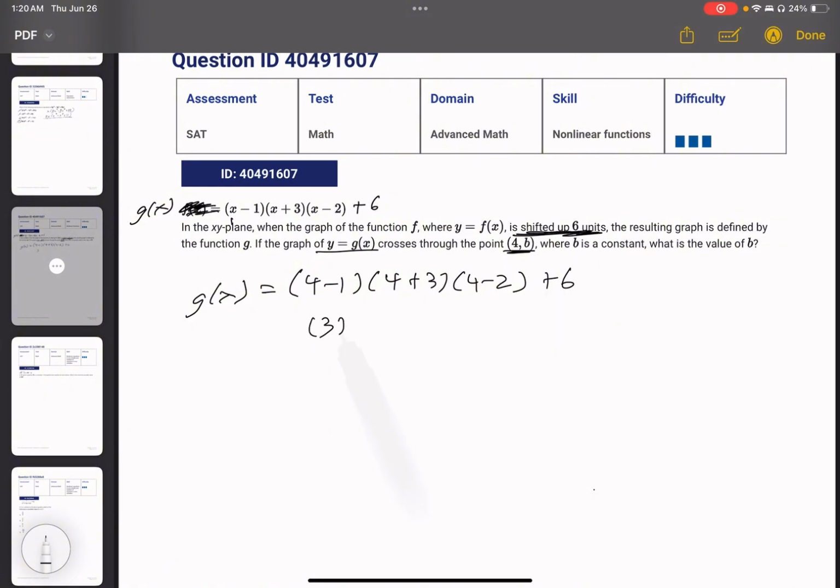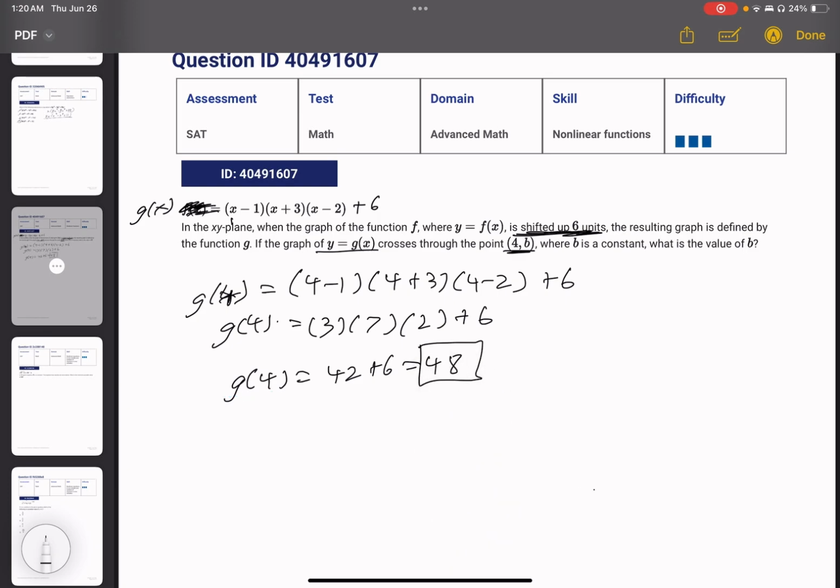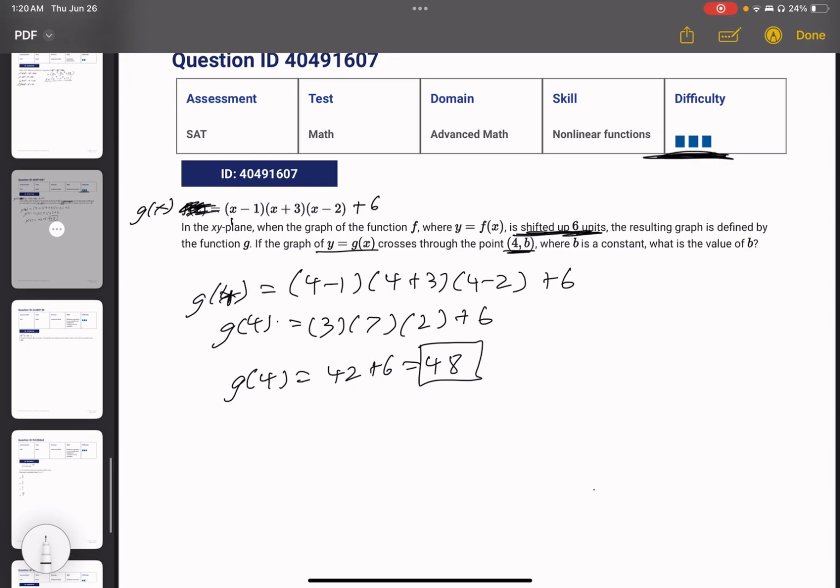So over here we get 3 times 7 times 2 plus 6, which is equal to g of 4. And this would be g of 4 up here too. So g of 4 is equal to 42 plus 6, which is equal to 48, and that would be your answer. A hard problem, but once again, just know how to get to the answer the fastest way possible, and you should be good to go.